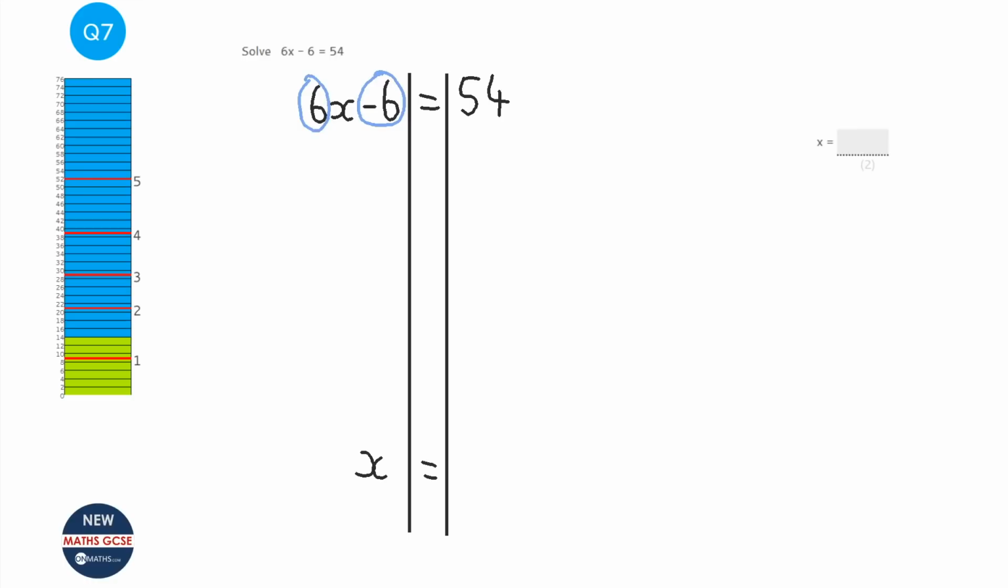To do that, we need to do the opposite of it. So we need to add 6 to both sides. So we're going to end up with 6x on the left-hand side, because we've got rid of the minus 6. And we're going to add 6 to that to make 60. Now we want to get rid of the 6 before the x. Now that's a times 6. When you put a number next to a letter, it's a times. So to get rid of it, we need to divide by 6.